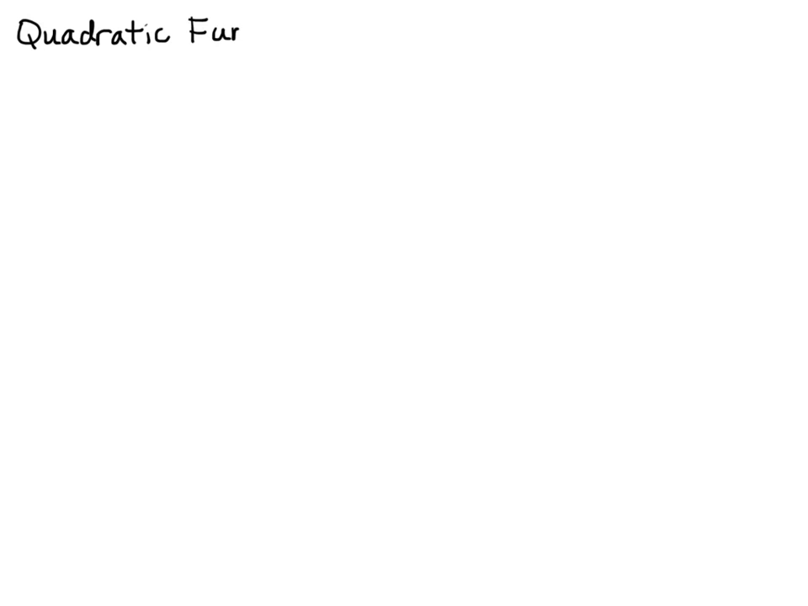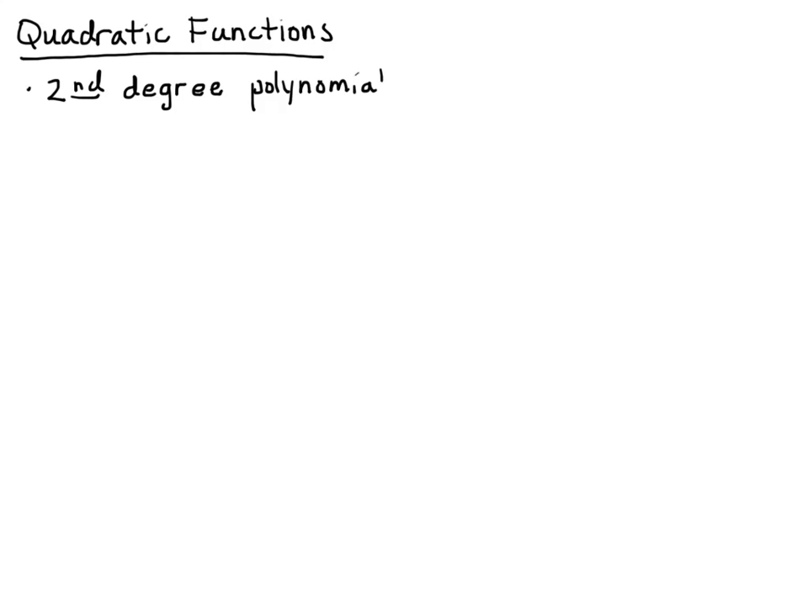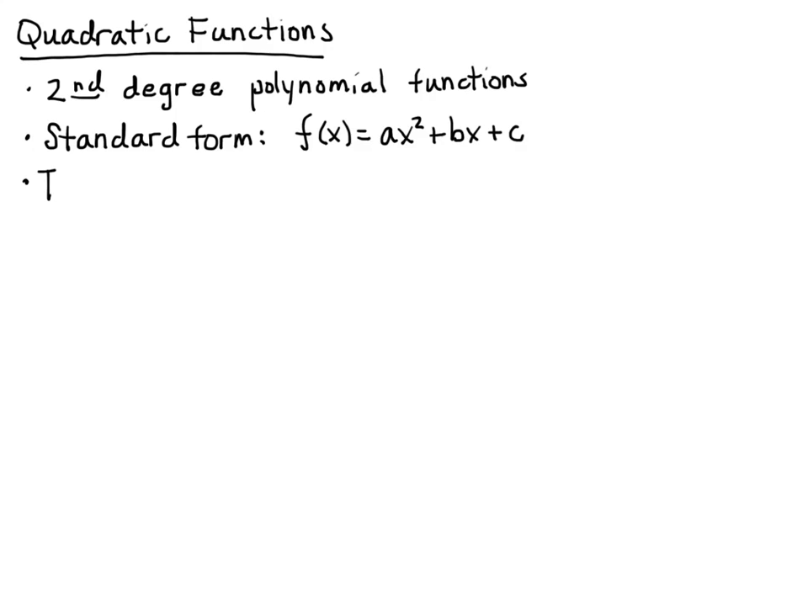Okay, so for quadratic functions, we talk about these as second-degree polynomials. In the standard form, they're ax squared plus bx plus c. And in what we're going to call in this course the transformation form, it's a times (x minus h) squared plus k.